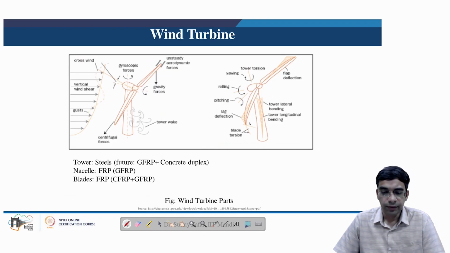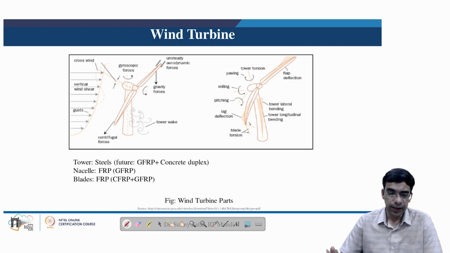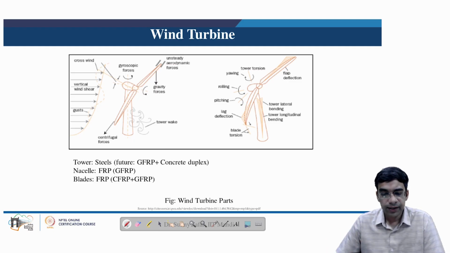So if you look at the wind turbine carefully, it has to withstand several forces. These forces may include gyroscopic forces, gravity forces, then centrifugal forces, and at times, because of the varying wind conditions, there may be unsteady aerodynamic forces. Because of this, the wind turbine may undergo bending, blade torsion, lag deflection, pitching, rolling, etc.